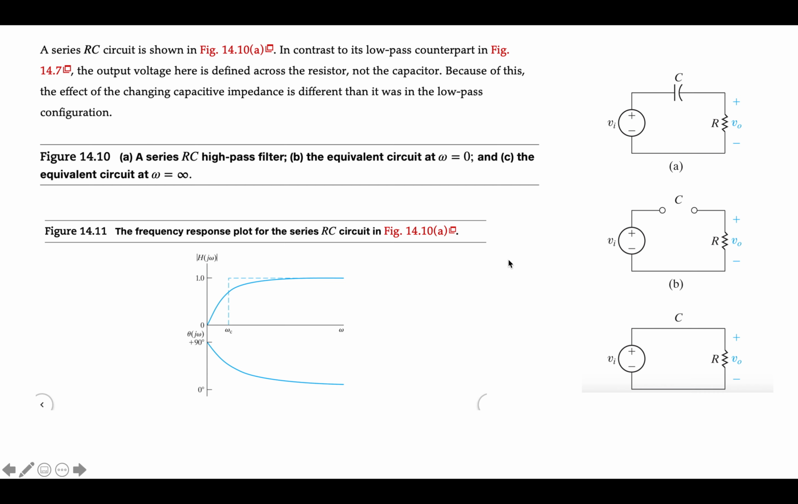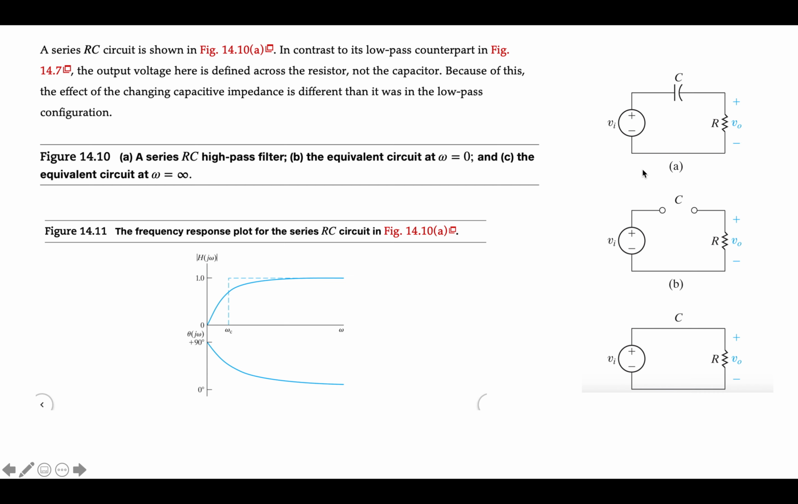We'll go through the RC in more detail than the RL, but the RL is completely analogous and is analyzed in the same way, and we will show it at the end of the lecture. So here's the series RC circuit. In the case of the high-pass filter, we're taking the voltage output across the resistor.